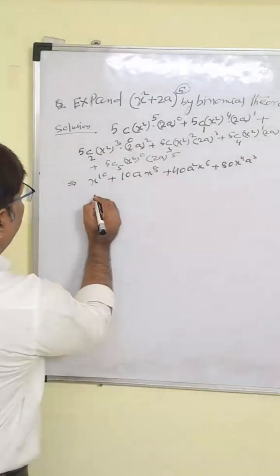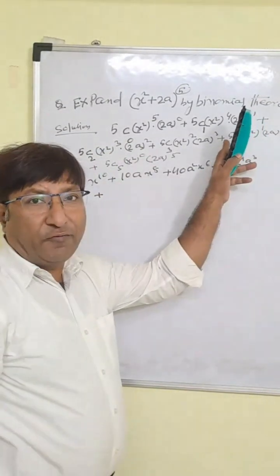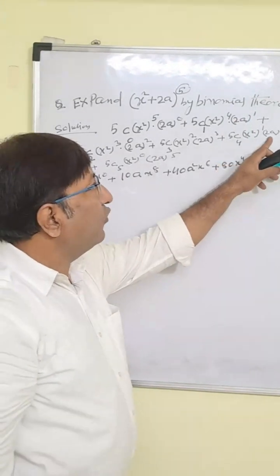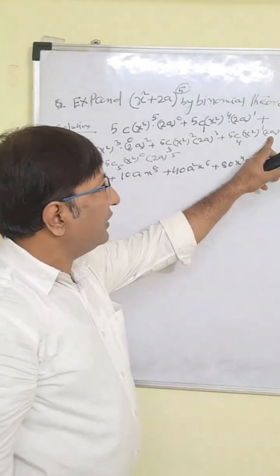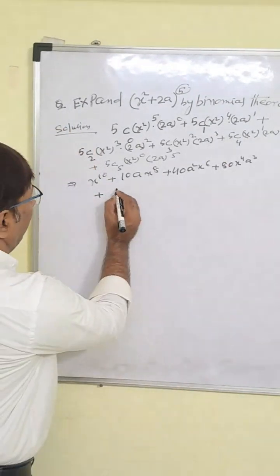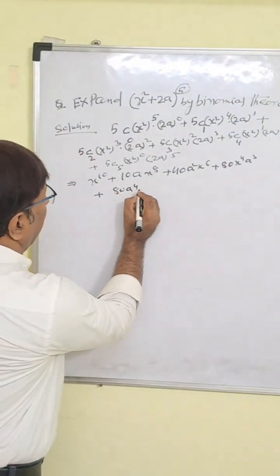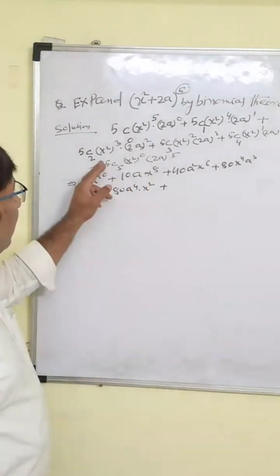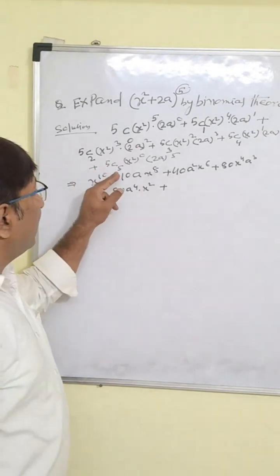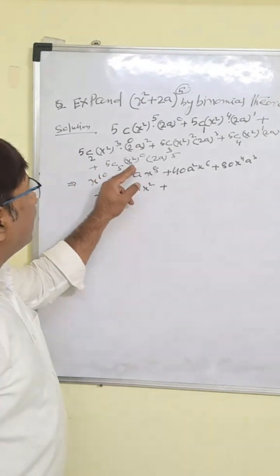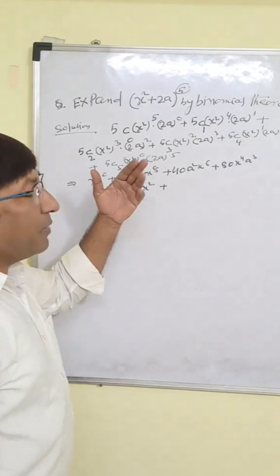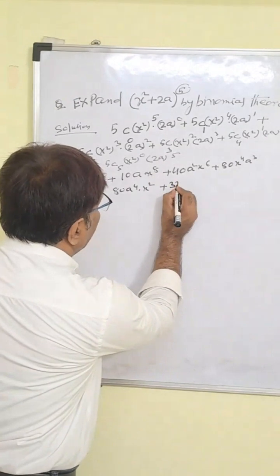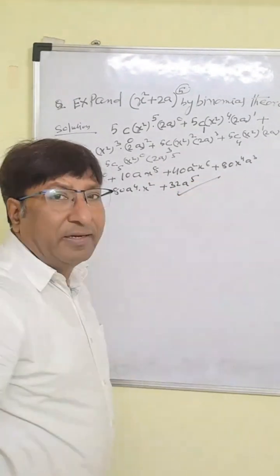Now the next term will be 5C4. So 5 factorial divided by 4 factorial and 5 minus 4, 1 factorial. So you get 5 only. And (2a)⁴, so 2⁴ is 16. So 16 times 5 is 80. So we will get 80a⁴ x². Last term is 5C5. So this is 5 factorial divided by 5 factorial and 0 factorial, which gives 1. And here (x²)^0 gives 1. And (2a)⁵, so you know 2⁵ is 32. So we will get 32a⁵. This is our correct answer.